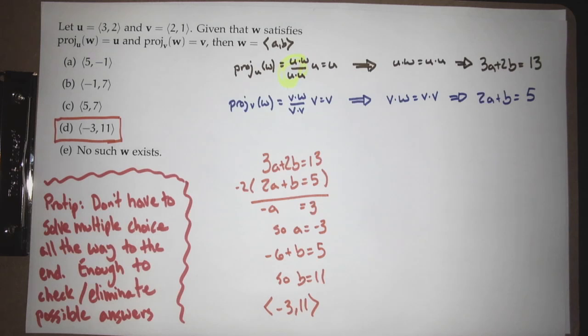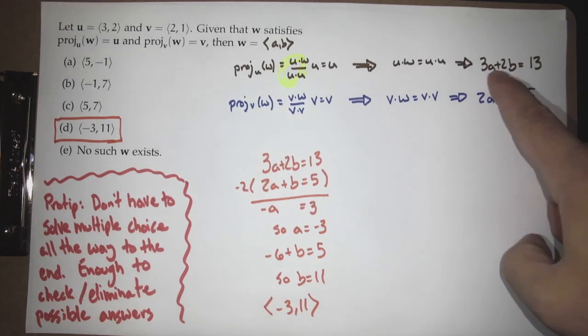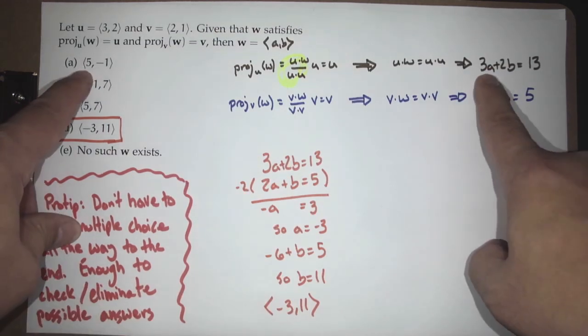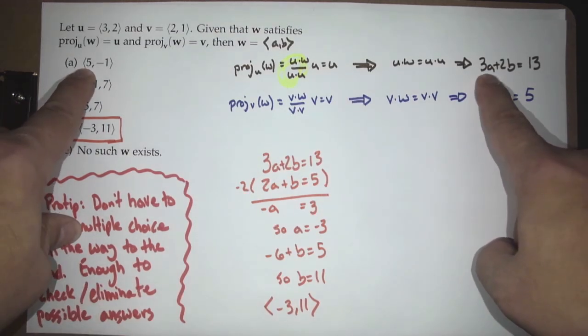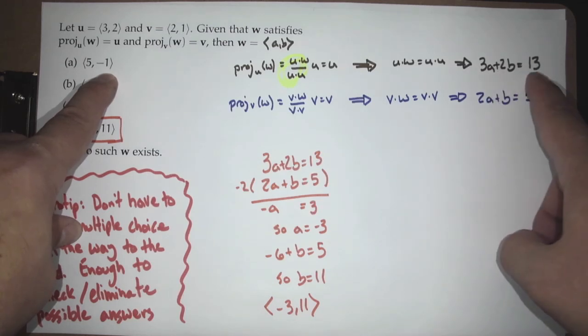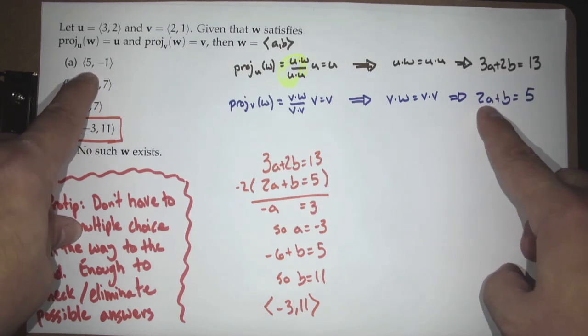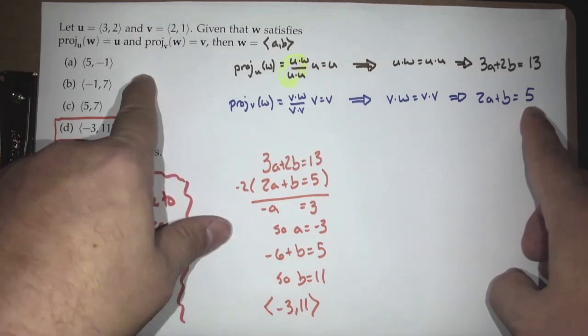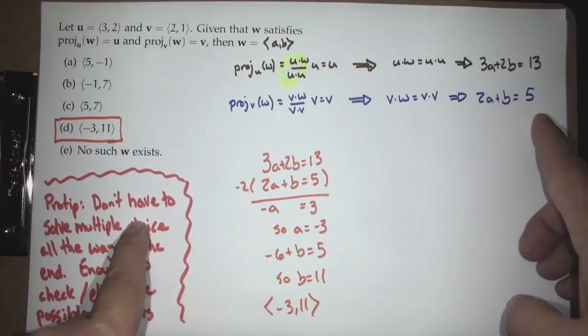And what can we do? Well, once we get to here, I have relationships for A and B to satisfy. Instead of doing this computation, I just check. Well, 3 times 5 is 15. 2 times -1, that's -2. 15 minus 2 is 13. Well, what about this one? 10 minus 1, that's not 5, it's 9. So it's like, okay, that's gone. And you can just work your way through.